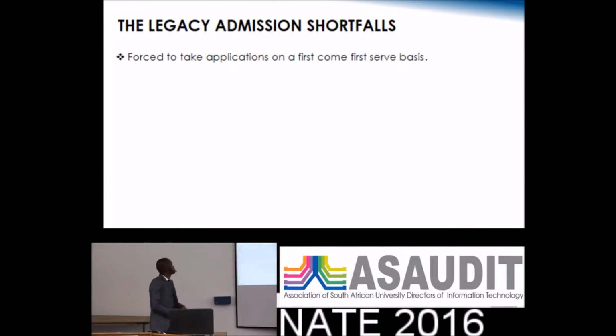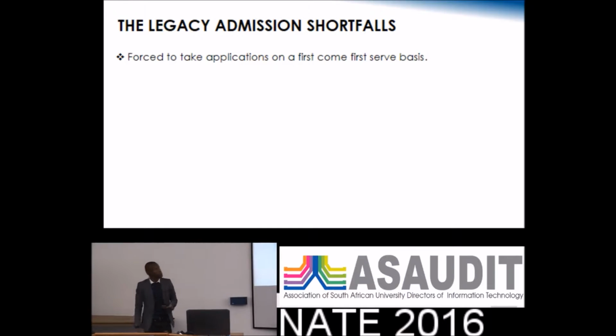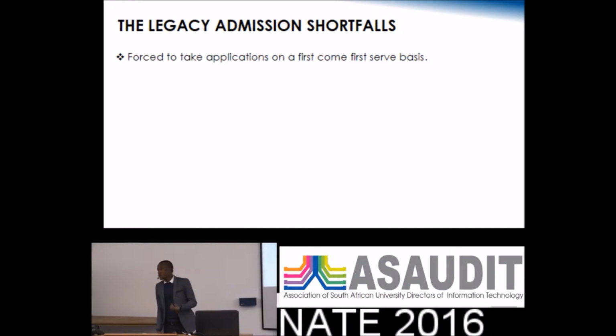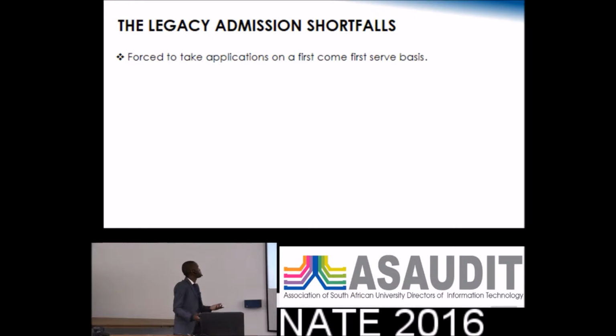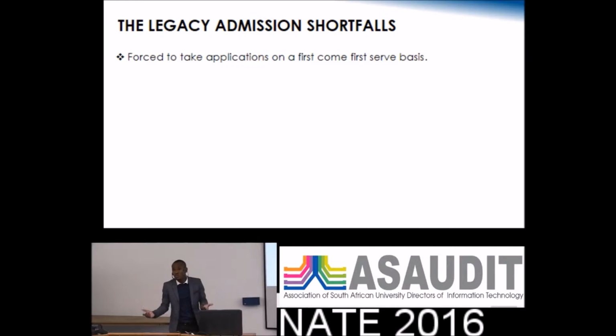So with the legacy admission process, one of the shortfalls is that we were forced to take applications on a first come first serve basis, meaning that whoever is applying first, we just have to approve that person and take him, because we're not sure if we're going to get other applications, and we are also not sure if that student was a best performing student, or if we can compare with different students. So whoever was applying first, we just take and approve or reject that person.